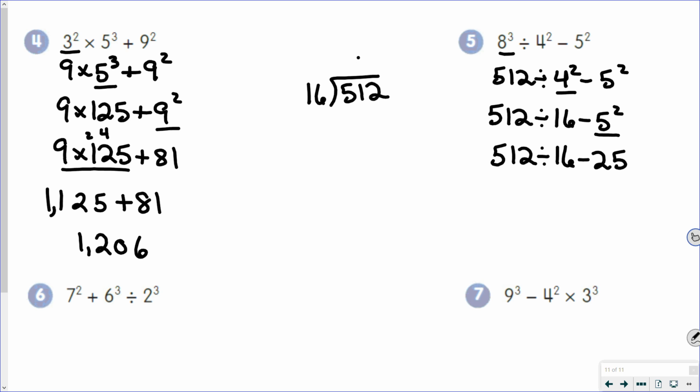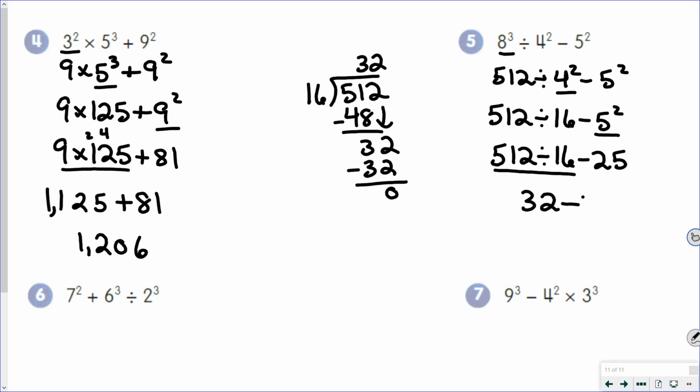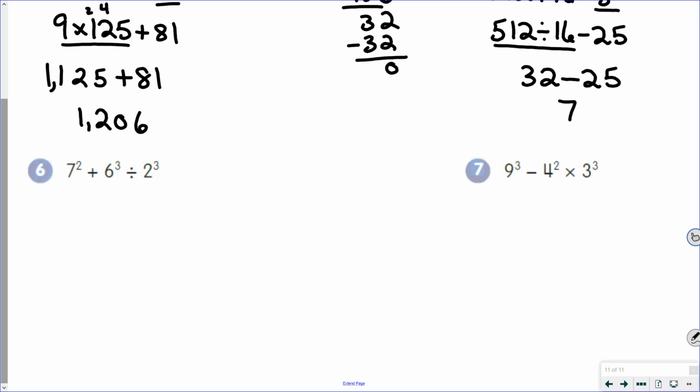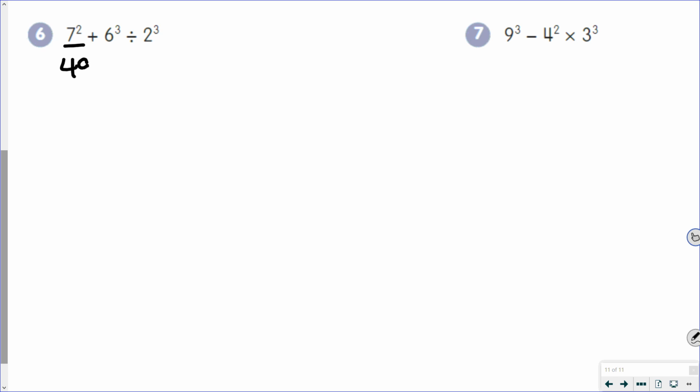So 16 goes into 51 3 times. 3 times 16 is 48. 51 minus 48 is 3. Bring down the 2. 16 goes into 32 twice. 16 times 2 is 32. 32 minus 32 is 0. So 512 divided by 16 is 32. And then 32 minus 25 is 7. Here we go. 7 squared is 49.